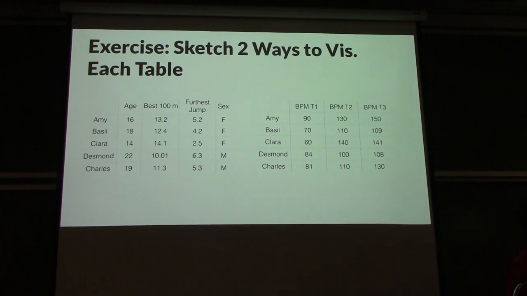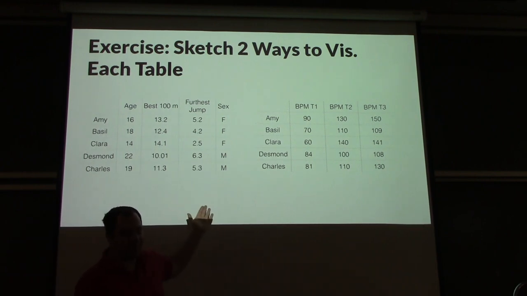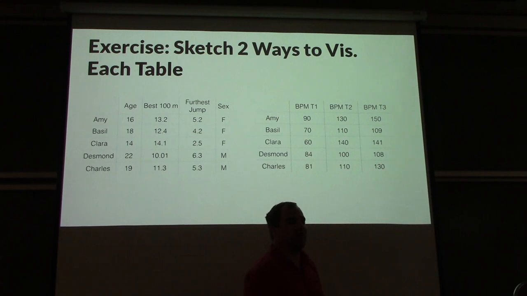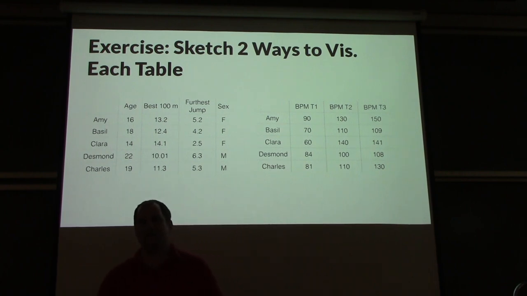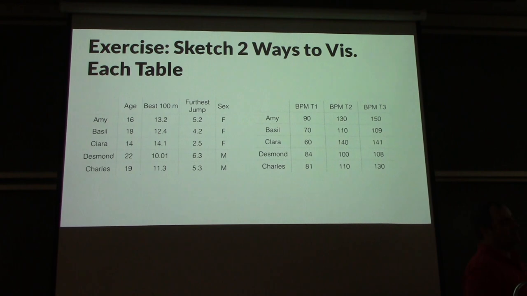I want to start this off by challenging your creativity. I'll give you 10 minutes to sketch two ways to visualize each of those tables. You will notice that those tables are different. Here it's the same people on this table, so our independent variables are people and we have observations about those people. In the one case we have age, their best time at 100 meter races, their furthest jump, and their sex. And in the other one we have a time series of beats per minute of heart rate. You should create two visualizations for each of those tables, and then we'll talk about your choices and formally talk about those choices in the rest of the class. If you need any paper, I have scratch paper, but other than that, for the data, you can just look at the slide.